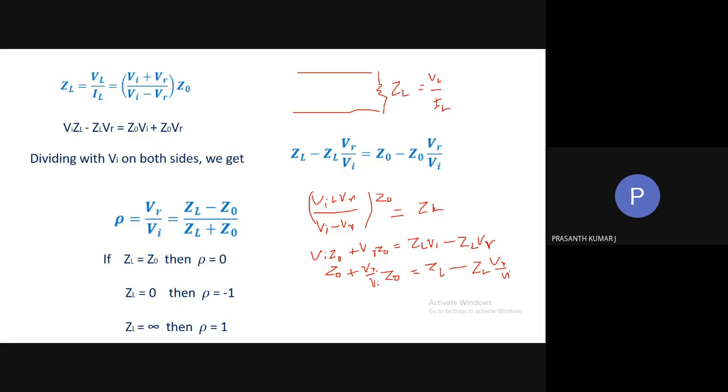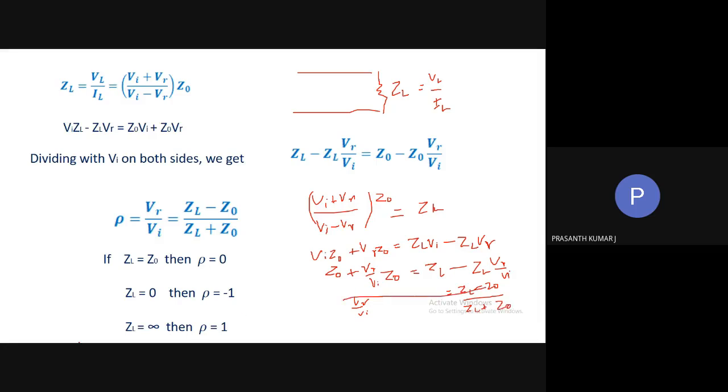So what is the ratio of VR by VI? It is nothing but rho. So this can be written as VR by VI into Z0, here minus, if it comes this side it becomes ZL. Here it is plus, it becomes minus. So now if you take this Z0 plus ZL this side, how can you write it? VR by VI equal to ZL minus Z0 by ZL plus Z0.